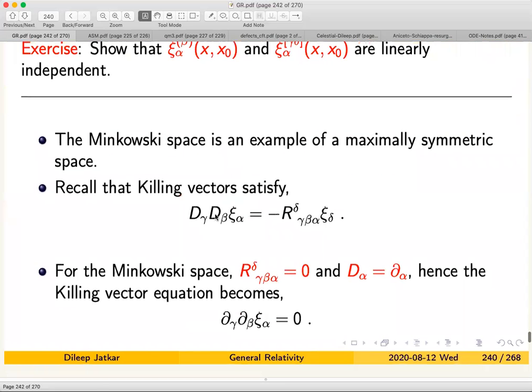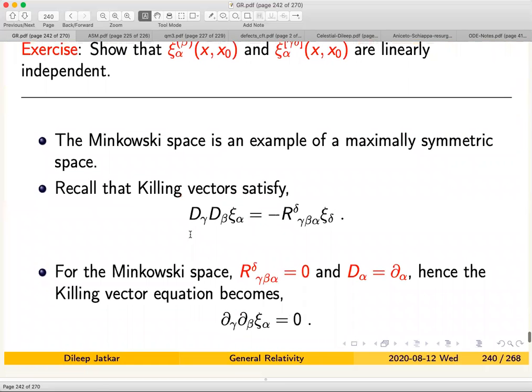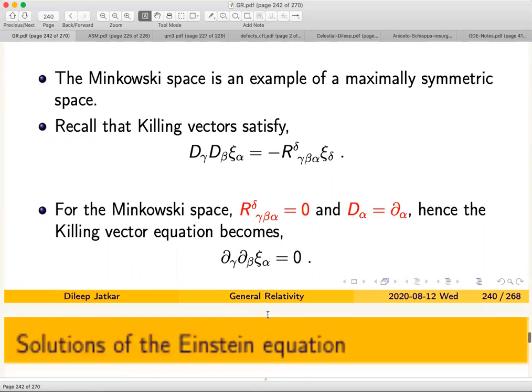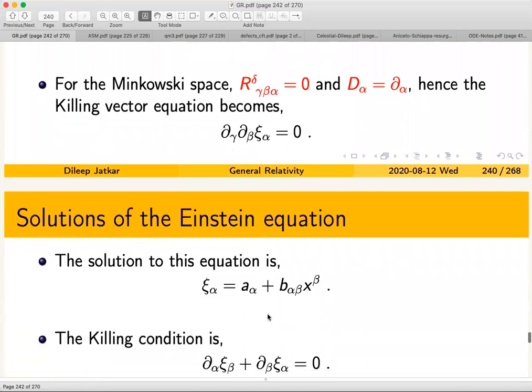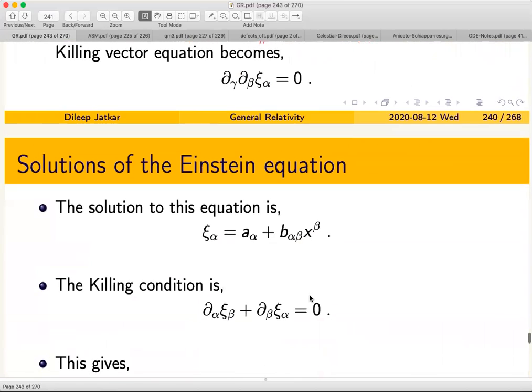Then we looked at Minkowski space as an example, and we showed that in case of Minkowski space, because the Riemann tensor vanishes, you can show that the killing equation becomes trivial. It's just second partial derivative of the killing vector equals 0, and the solution therefore is that the killing vector can be at most linear in the coordinates.